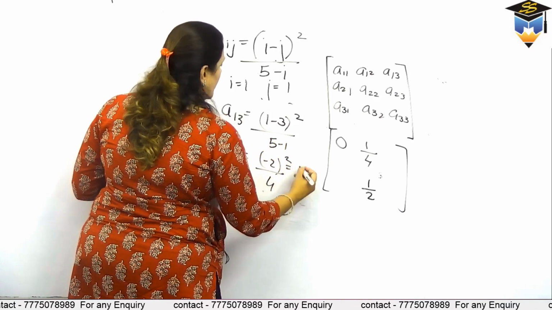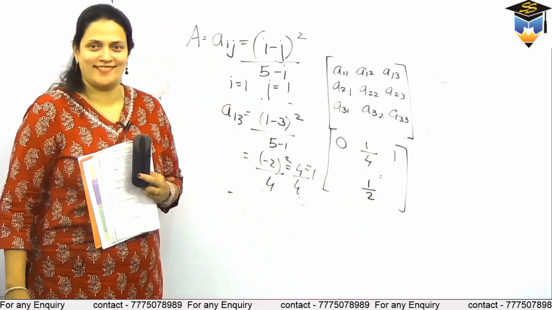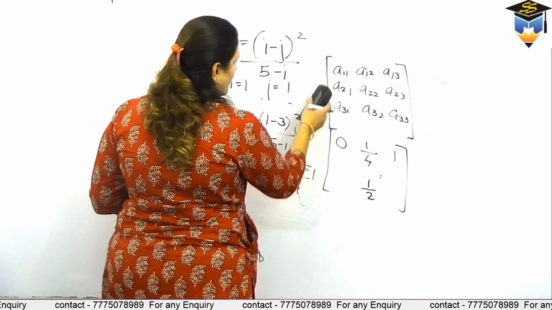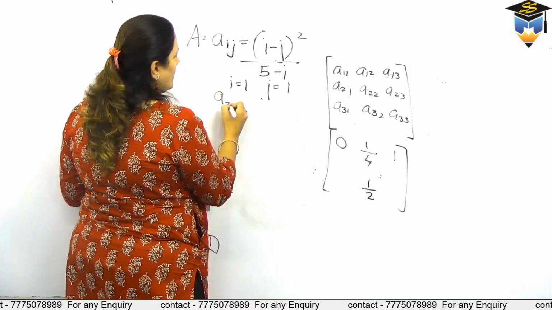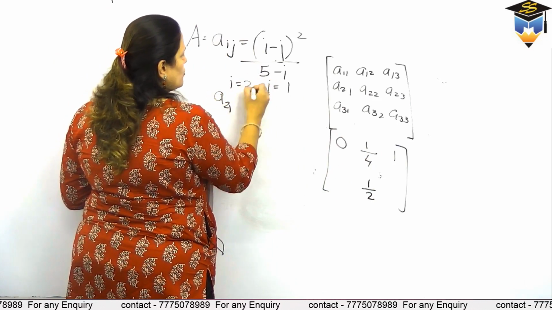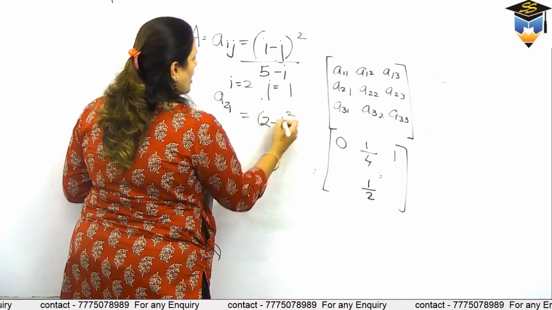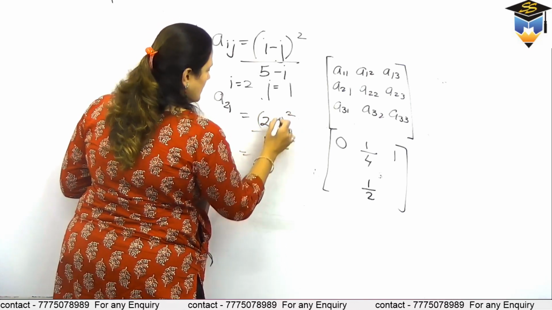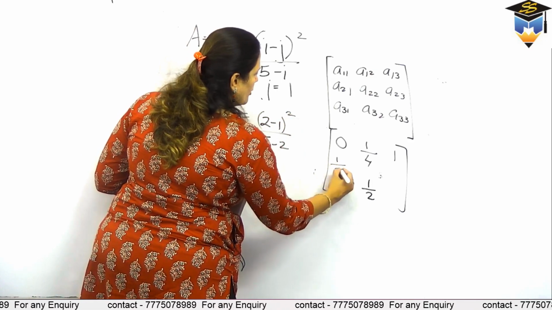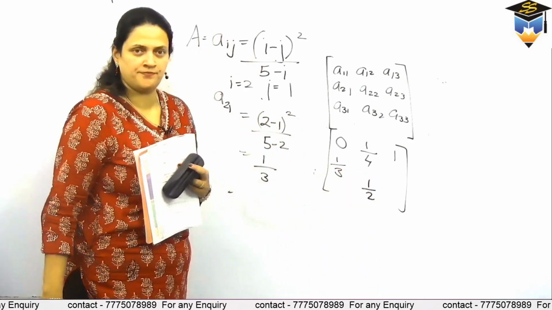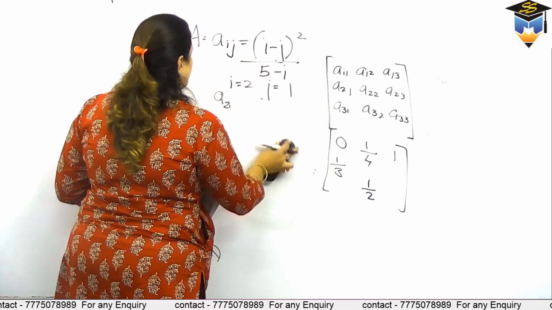I hope everybody is understanding what I am trying to do over here. So this element is going to be 1. Yes? Next, A21. A21, value of i is 2, j is 1. So 2 minus 1 square upon 5 minus 2. That is going to give us 1 upon 3. So the element A21 is going to be 1 upon 3, everyone. Okay. Now find out A22.